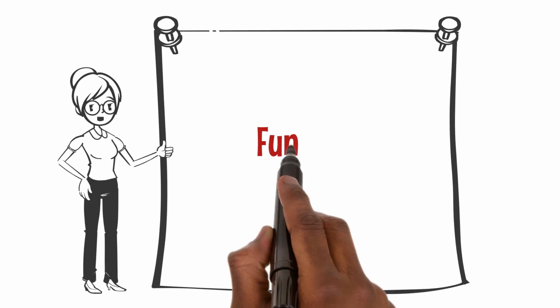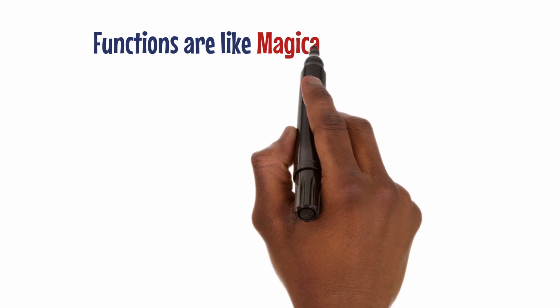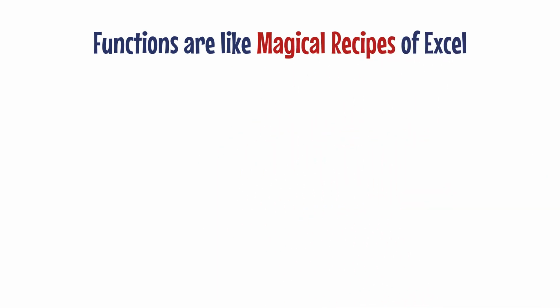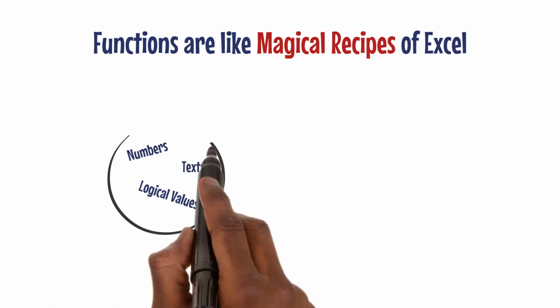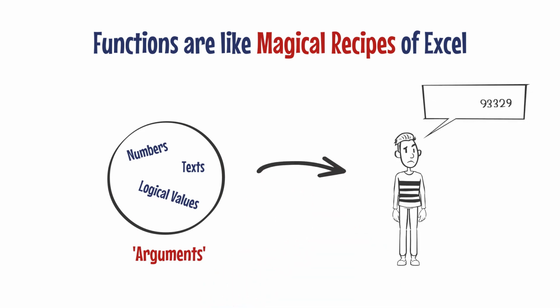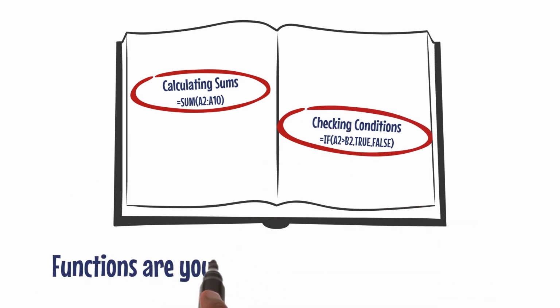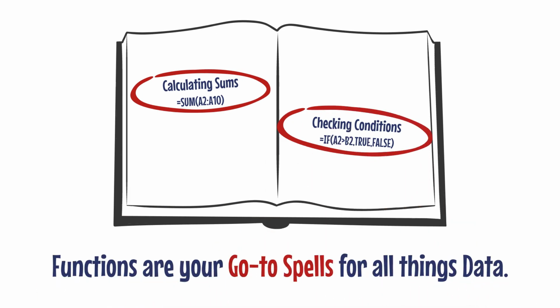Now, let's talk about functions. They're like magical recipes built right into Excel. You just provide them ingredients called arguments, and they whip up results like a culinary genius. From calculating sums to checking conditions, functions are your go-to spells for all things data.